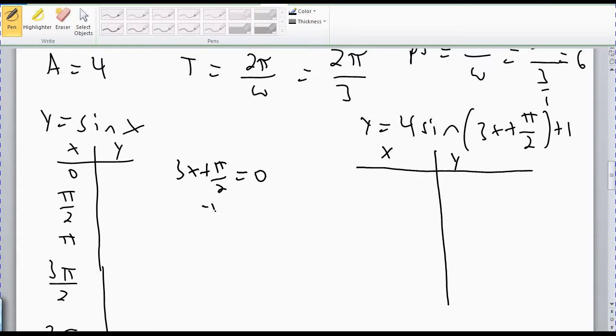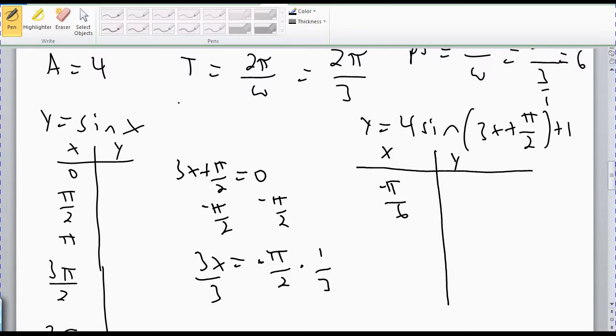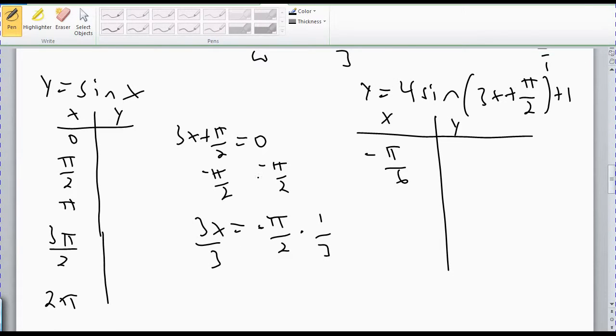And when I do that, I'm just going to subtract pi halves, and I get 3x equals negative pi halves. And then I'm going to divide by 3, which is the same as multiplying by 1 over 3. I end up with negative pi over 6. So essentially all I'm going to do is subtract pi halves and then divide by 3, or times it by 1/3. So let me show you.